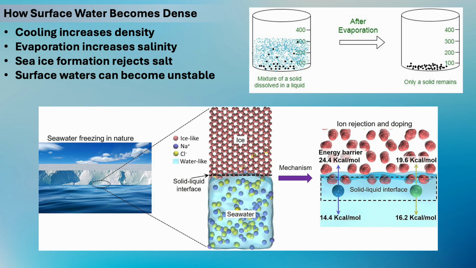Now imagine winter conditions in polar seas. Air temperature is low. Heat flux from ocean to atmosphere is high. Sea ice forms and rejects salt. Surface water becomes both colder and saltier. These processes act together. If surface density exceeds subsurface density, a gravitational instability develops. This leads to convective overturning.